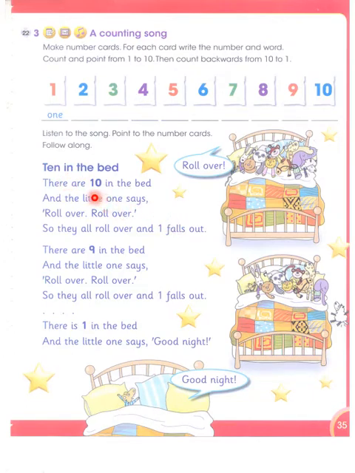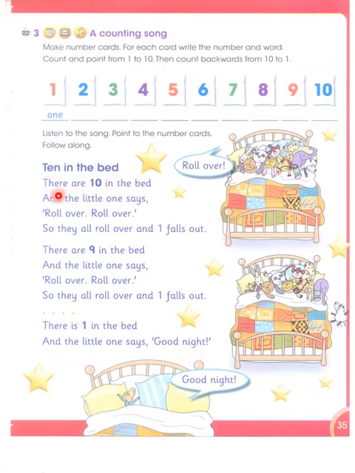There are 10. These all are 10. And once they say, roll over, roll over, one will fall down. There are 9 in the bed and the little one says, roll over, roll over. So they all roll over and one falls out. There is 1 in the bed and the little one says, good night, good night.